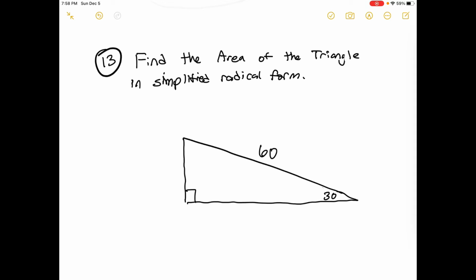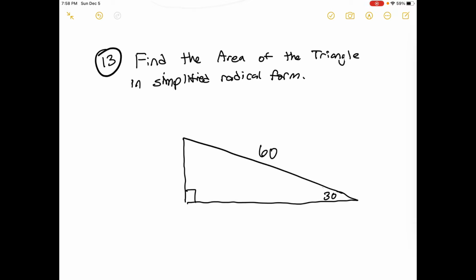Okay, number 13. Find the area of the triangle in simplified radical form, or simplified square root form. This is a 30, 60, 90. You're given the hypotenuse is 60. So pause the video and try this question on your own, and then we'll look at it.